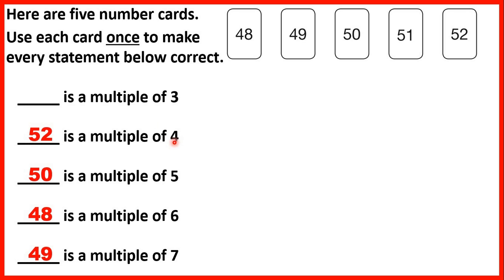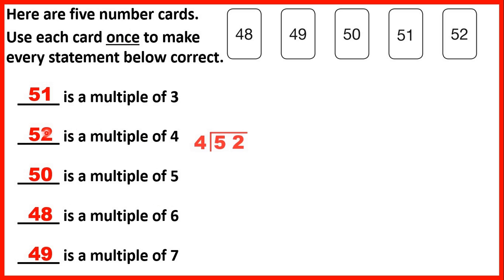52 is our multiple of 4 because we know that all multiples of 4 must be even numbers, and the only cards we have left are 51, which is an odd number, and 52. So that means 51 is a multiple of 3. Now 48 is also a multiple of 3, but remember, we can only use each card once, so we need to write 48 as a multiple of 6.